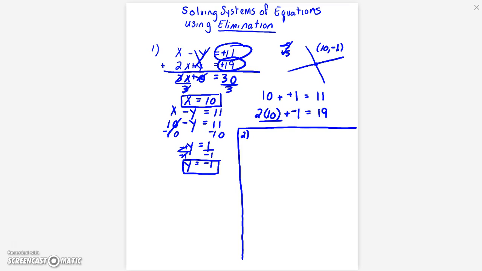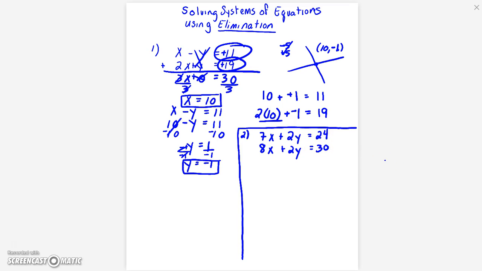Let's make this one a little bit harder. These are all pretty easy equations. Okay, here's one: 7 times x plus 2 times y equals 24. And beneath it, 8 times x plus 2y equals 30.